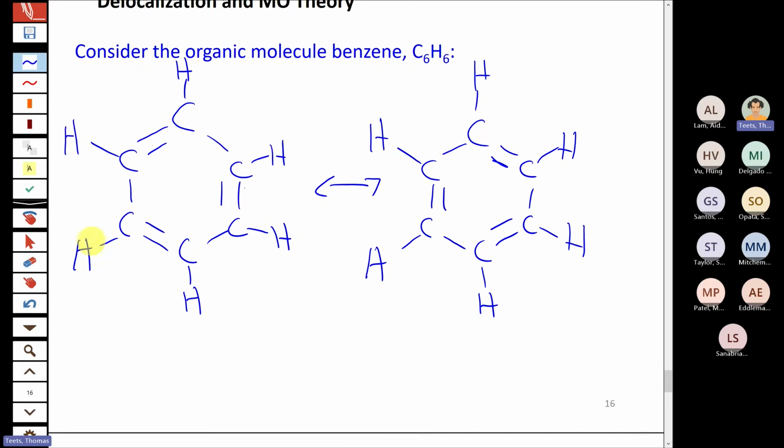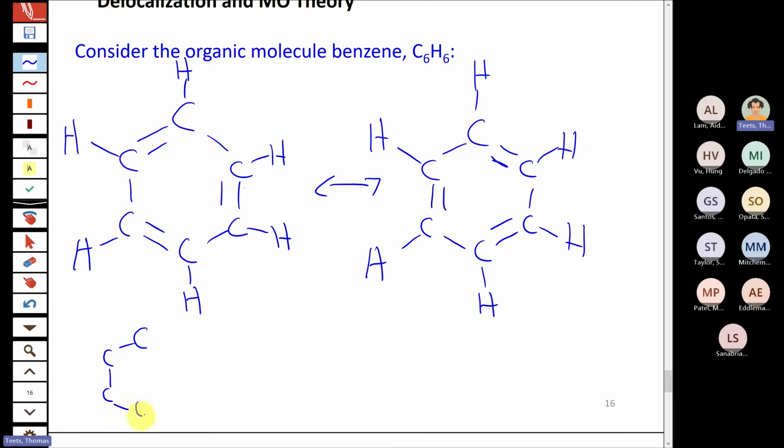Now, the way that you want to think about this, as we talked about with resonance forms, is not that there are alternating single and double bonds, and sometimes the double bond's here and sometimes it's there. That's not really what resonance is telling us. Resonance is telling us that those double bonds, instead of being localized between 2 carbon atoms, are completely delocalized over the entire ring.